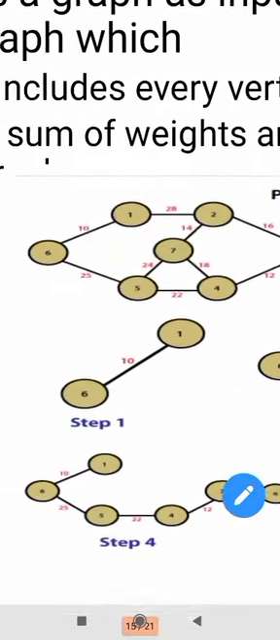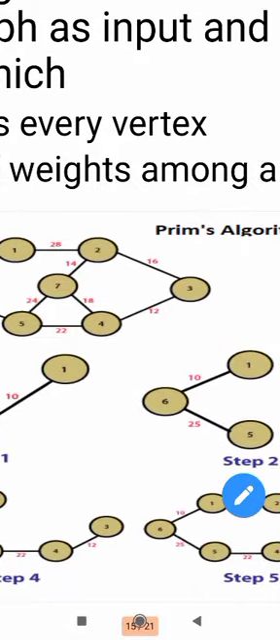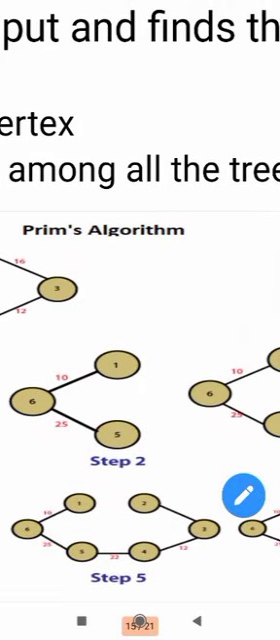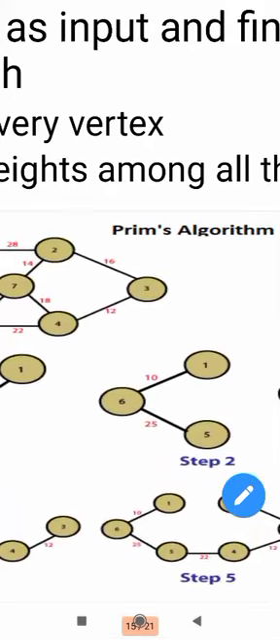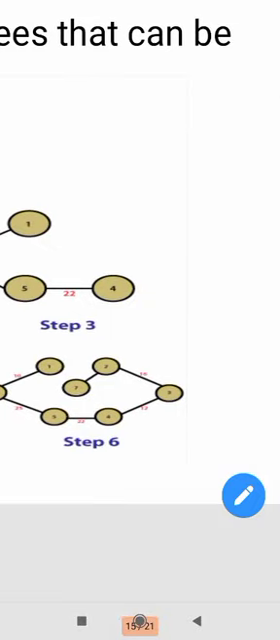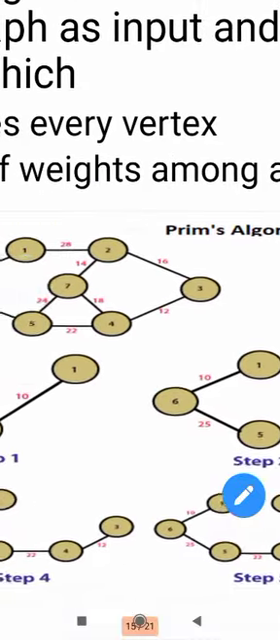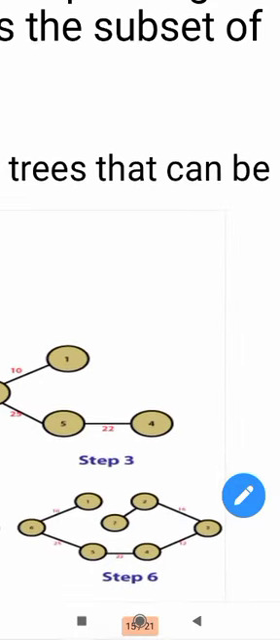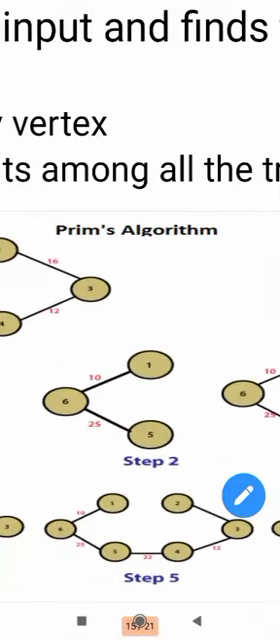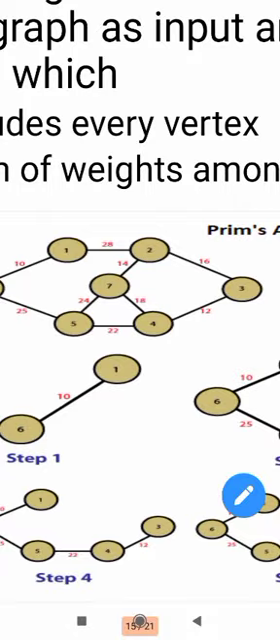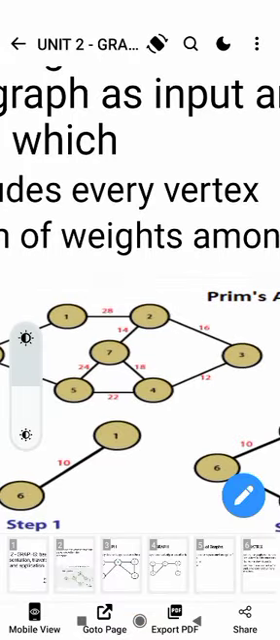Next step 5. Consider for 4. Which are the ends? 3 and 7. Which has the lesser weight? 4 to 3, 12. Okay. Next for 3. 3 to 2 and 3 to 4. 3 to 2. Okay. Next for 2. 2 to 1, 2 to 7.